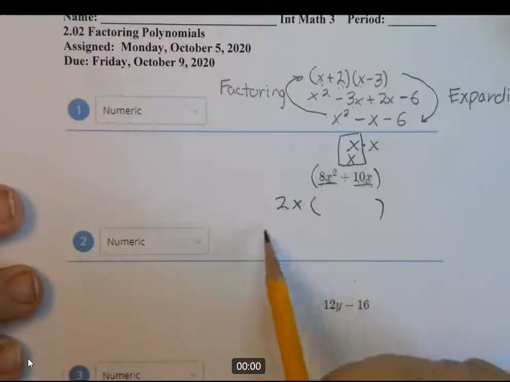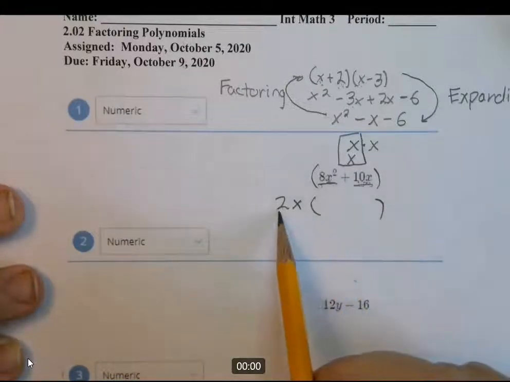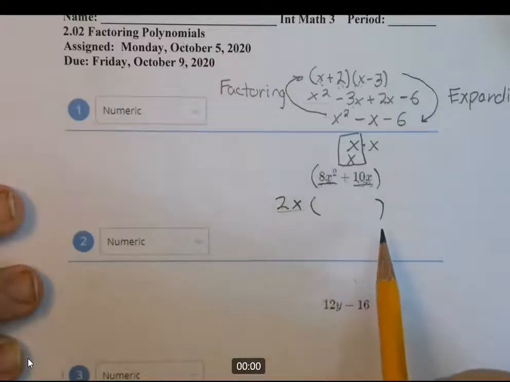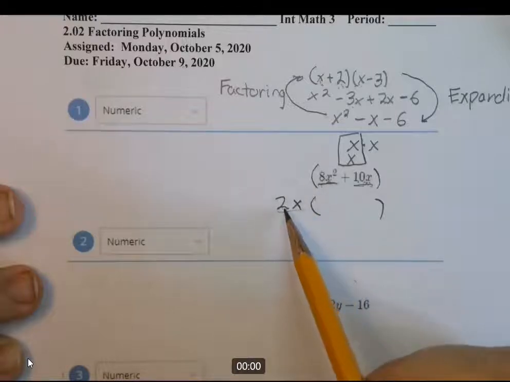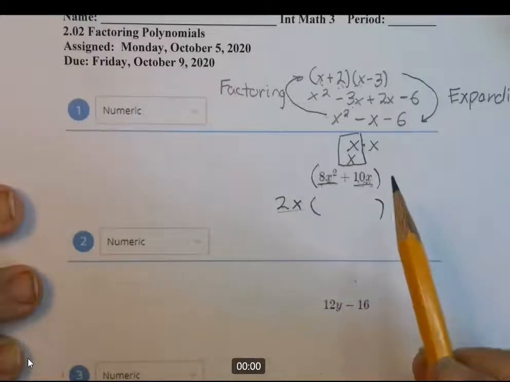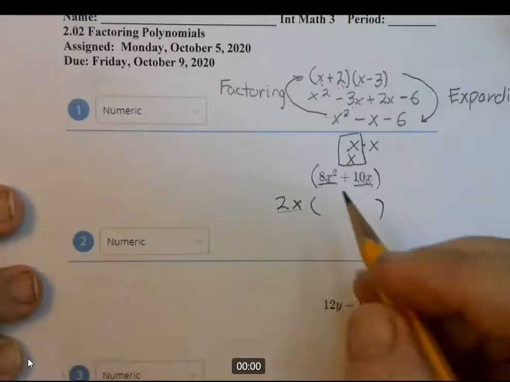All right, so now what you have to do is work backwards. How do I get from 2x to 8x squared? Well, let's take it one part at a time. 2 times what number gives you 8? And that answer would be 4.